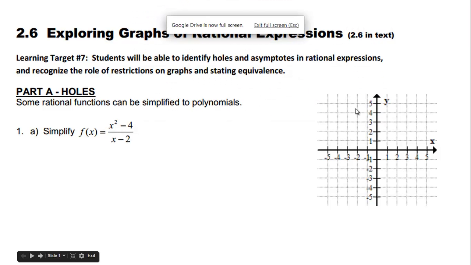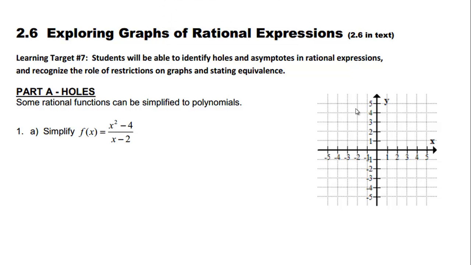Okay, we're going to look at the 2.6 as an investigation, but I just kind of went through it on Desmos, and I just wanted to show you, just kind of run through it. It's worthwhile to watch it, because I want to make sure that you get the main concepts. It's not very complicated, and the purpose of this isn't so much to graph; it's just to understand what the restrictions mean. So part A is looking at holes.